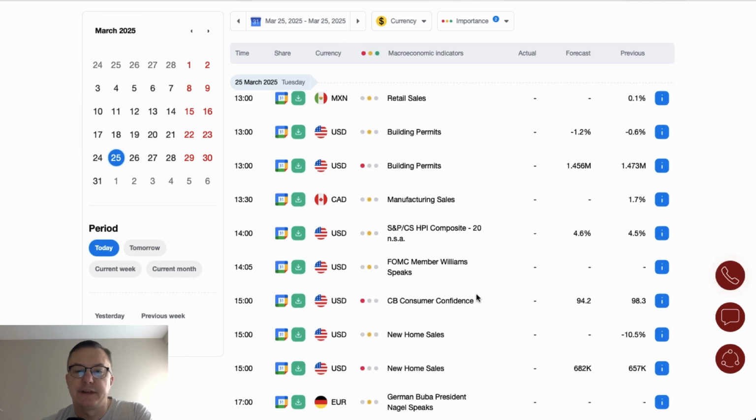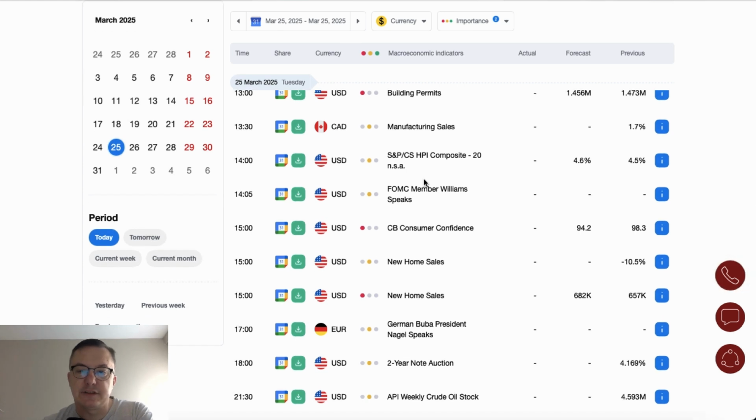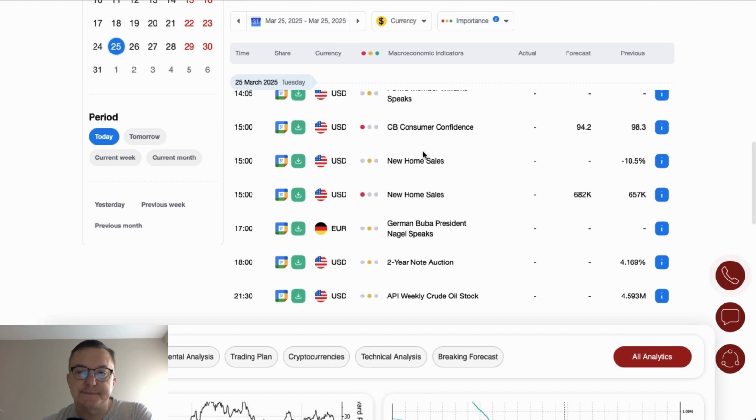Then we have the data from the US. Building permits, major data release for today, is scheduled for release at 1 o'clock together with the manufacturing sales from Canada. HPI Composite 20 is scheduled for release at 2 o'clock. 5 minutes later, FOMC member Williams will give a speech, and at 3 o'clock we got another very important data releases, CB consumer confidence and new home sales from the US.